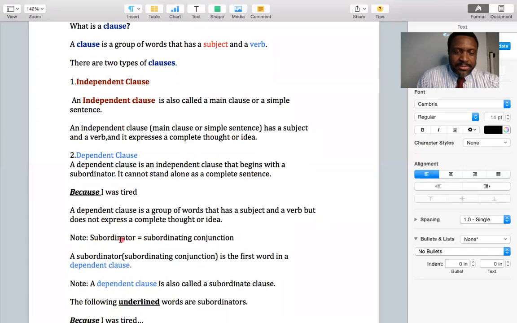Subordinator. A subordinator is also called a subordinating conjunction. A subordinator or subordinating conjunction is the first word in a dependent clause. Because is the first word here. This subordinator is the first word in this dependent clause.